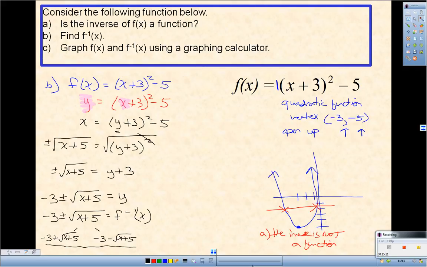Now, another way that I could prove this is by simply graphing, and that's what I'm going to do for part C, is to graph both the f of x function and its inverse on the same spreadsheet, and hopefully it will be symmetric about that y is equal to x line. So I'm going to pause for a minute and load up my graphing calculator.